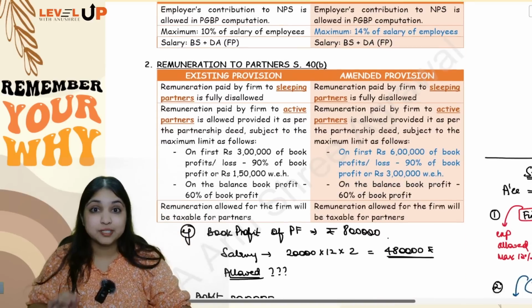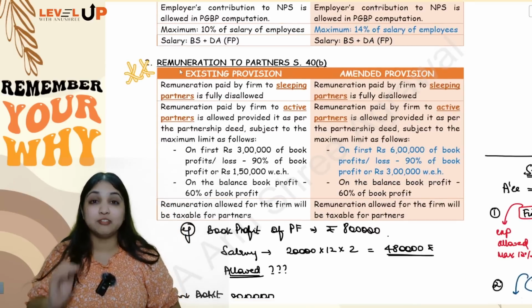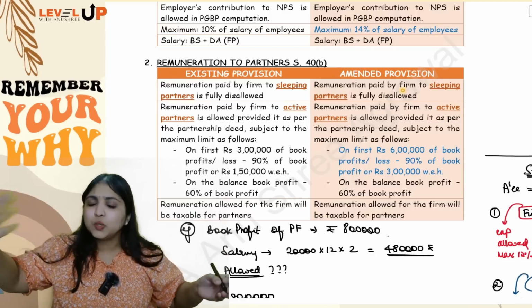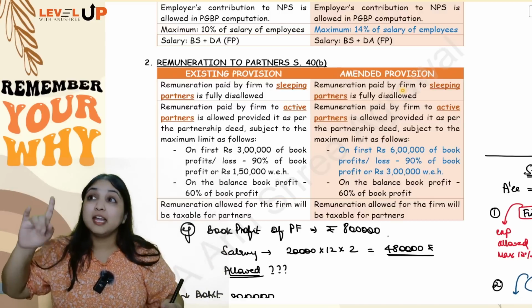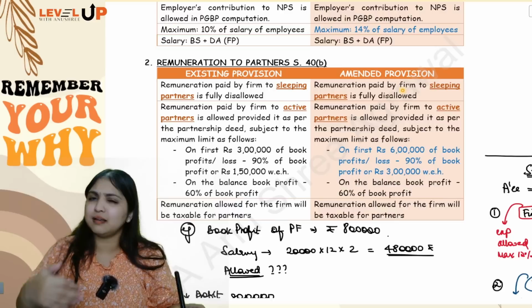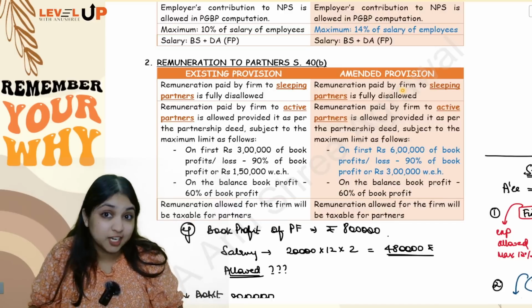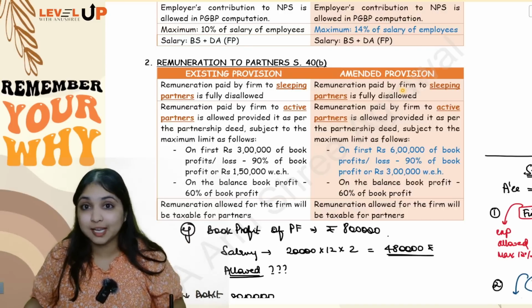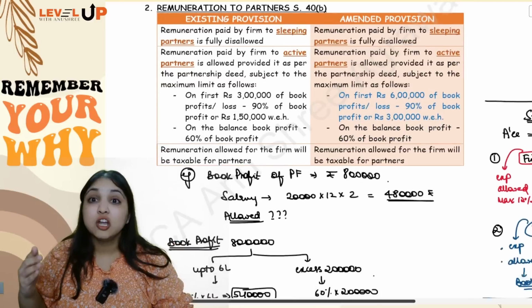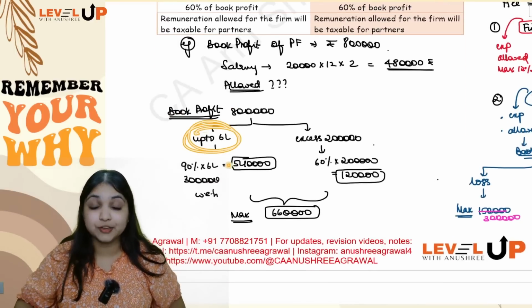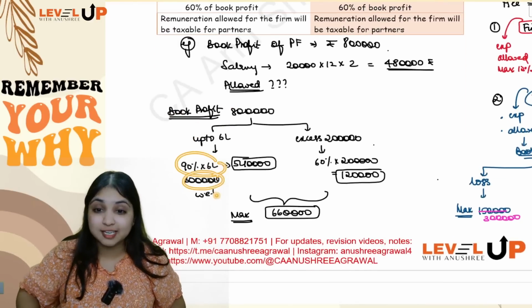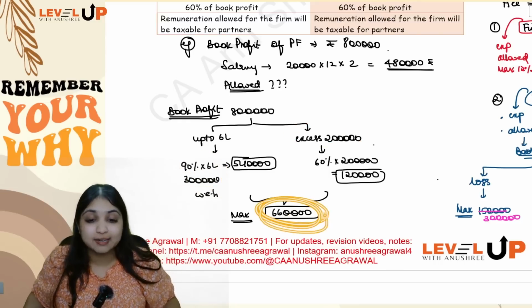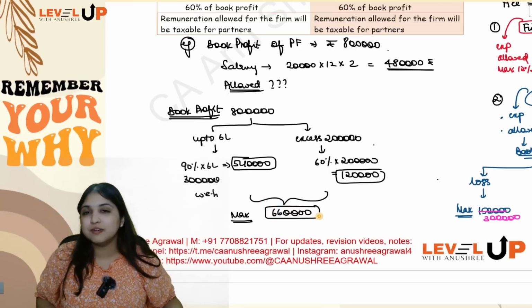Then the second amendment was in section 40B, extremely important from examination point of view. Whatever interest my firm is paying to the partner, 12% is allowed, no change in that. If firm is paying salary to sleeping partner, it will be disallowed for the firm, no change in that. Where is the change? If firm is paying salary to active partner, to working partner, then the calculations change. On the first 6 lakh of book profit, 90% of the book profit or 3 lakh, whichever is higher. On the balance book profit, 60%. So whatever you get, this will be the maximum allowable working partner salary.